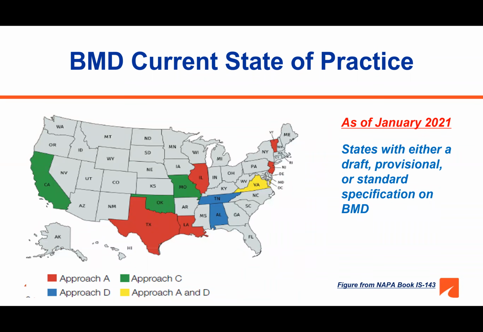This figure shows the survey results conducted towards the end of 2020 by NCAT on the current state of practice on BMD. We see here 2 states are exploring approach D, 3 states use approach C, the rest, except Virginia, use approach A. For Virginia, I think for the 2021 construction season, we have all approaches on the table as an option.